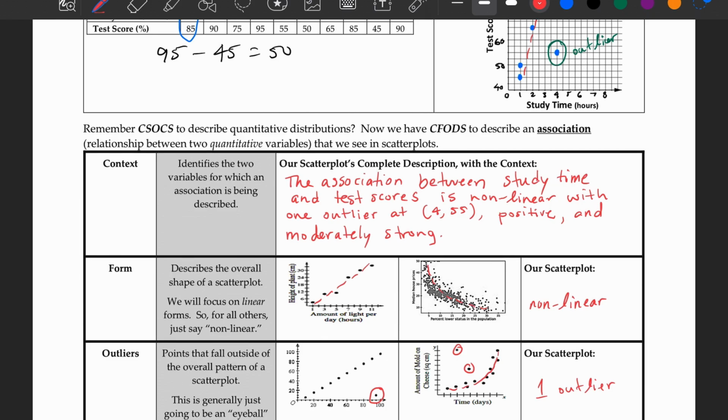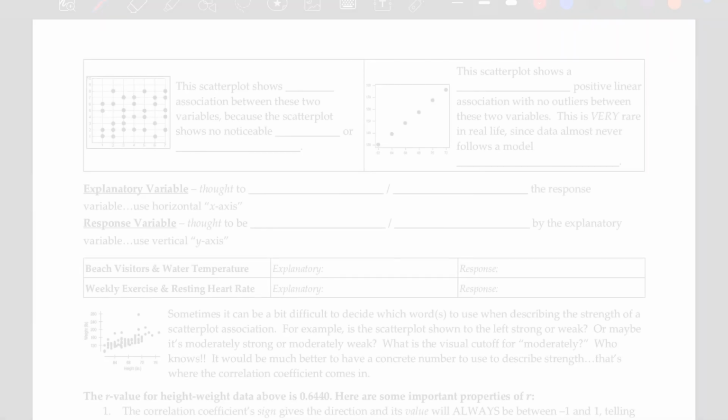So here's the sentence that I completed. It's nonlinear with one outlier at 455. Okay, it's really important that if you note there is an outlier or a couple, that you say where they are. Positive and moderately strong. So that's the full sentence you'd want to throw down there. CFODs to maybe try to help you remember what are all the components that we're looking for. Let's move on to the backside.